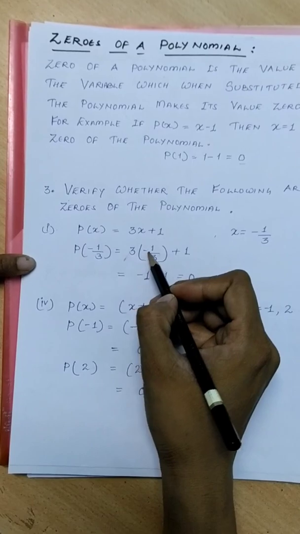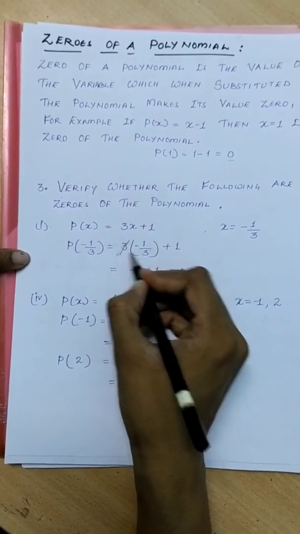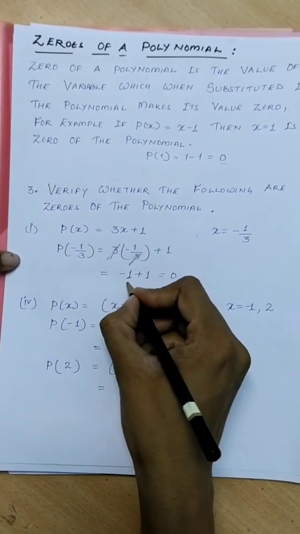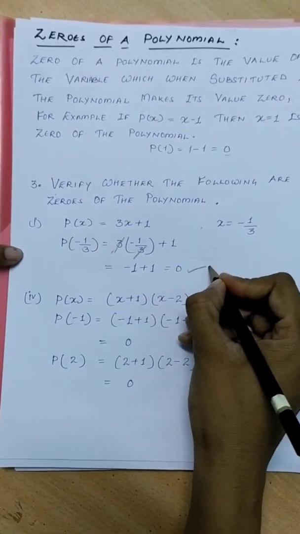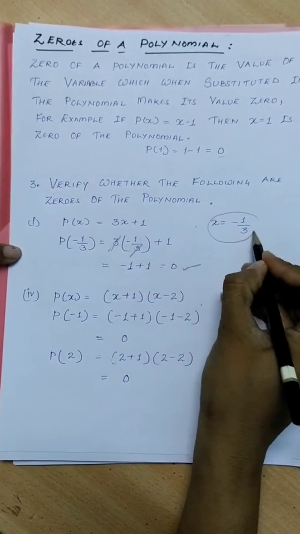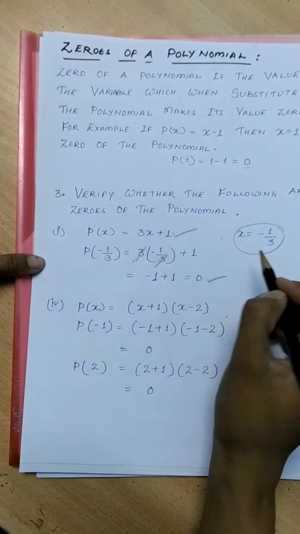So minus 1 upon 3 when we put here, we can cancel this 3 and 3, and minus 1 plus 1 will become 0. It means x is equal to minus 1 upon 3 is a 0 of this given polynomial.